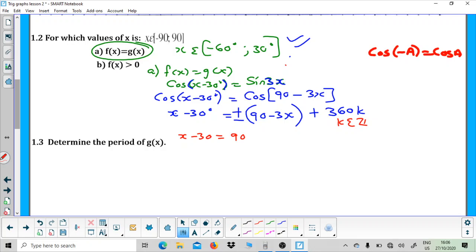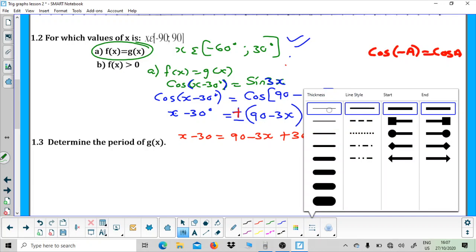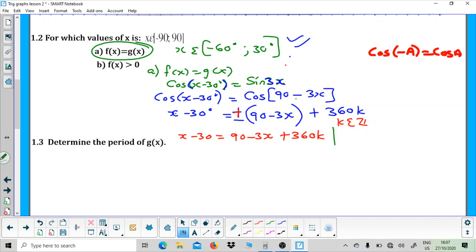There is the one where we use the positive, so we'll just be left with 90 minus 3x plus 360k. And then there is another one where we are going to use the negative, and that one will be x minus 30 degrees is equal to negative 90 plus 3x plus 360k. Okay, we want to just keep everything sorted over there. So to finish this off, let's solve it. I'm going to take 3x to the other side.